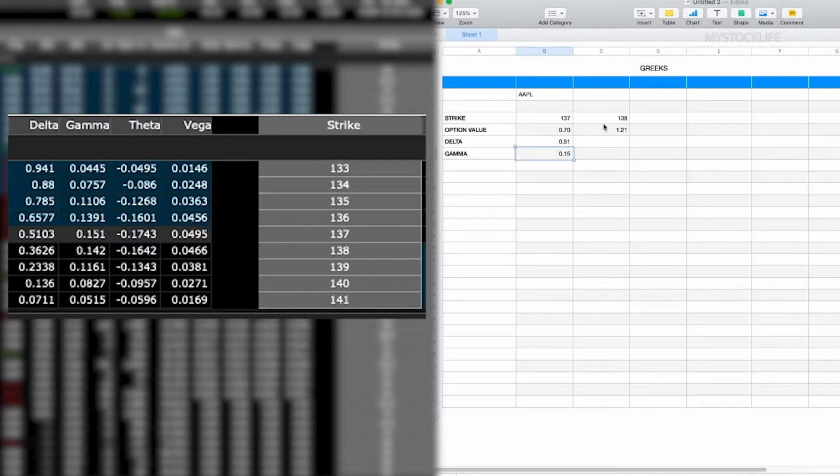Now, if from 138, if Apple goes to 139, what is the next price? First of all, what is the delta here? Delta here equals 0.51 plus gamma. Now the delta has increased by 15 cents, okay? The delta has increased by, gamma has 15 cents. So the new delta is 66 cents here right now. So what's the new price if Apple goes 139 the same day? 121 plus 0.66, which is $1.87.